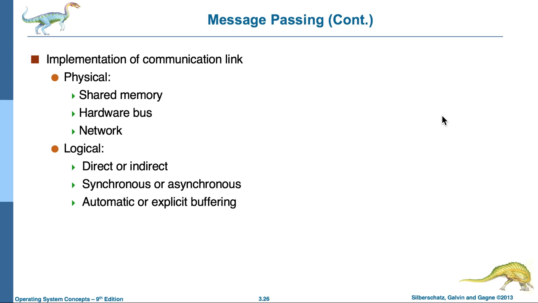So let's look at the implementation of a communications link with regard to message passing. At a physical level, these can be shared memory, interestingly. So this is a different use of shared memory. They can be a hardware bus implementation. It can be a network, a pretty common way to do message passing used all the time. And then furthermore, at a logical level, the communication link can be direct or indirect. The communication can be synchronous or asynchronous. And finally, there can be automatic or explicit buffering when it comes to these links.